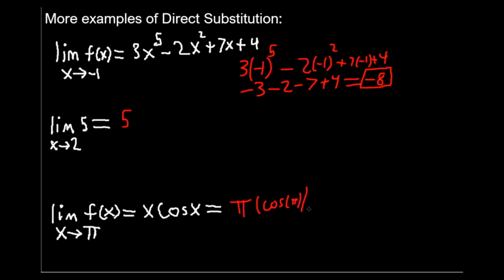Okay. Cosine of pi is -1, so we have pi times -1, which is just negative pi. Sorry, I'm writing with a mouse, so it's not exactly the greatest. There. So that's how you would do that guy.